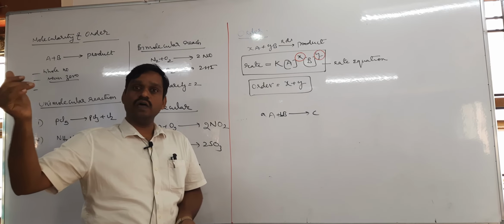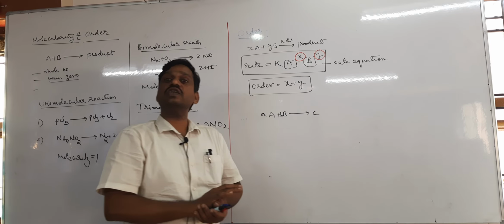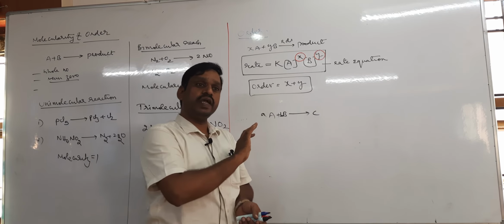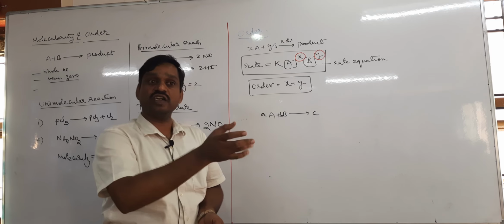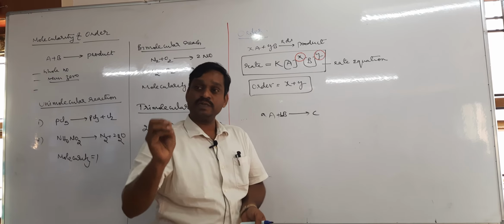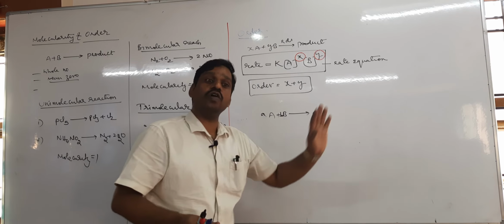What is the molecularity? Molecularity is A plus B, all right. What is the order? Order cannot be determined theoretically. By seeing the equation, you cannot say that the order is A plus B. Order is an experimental value. Order may be A, order may be B, even order may be 0 also.